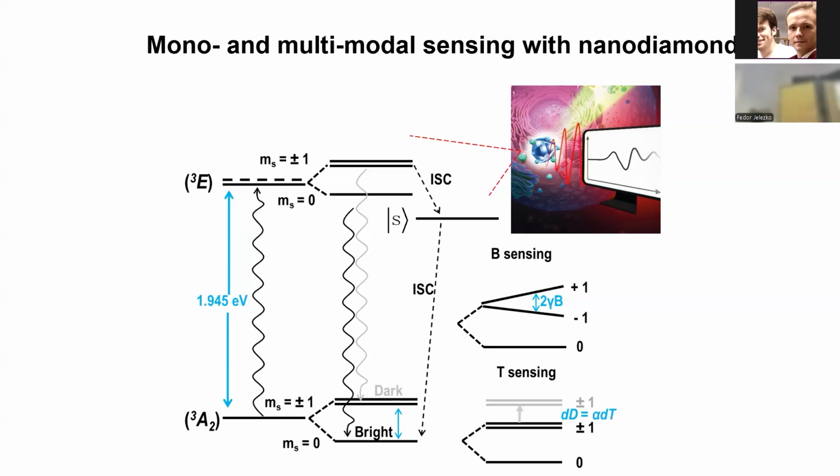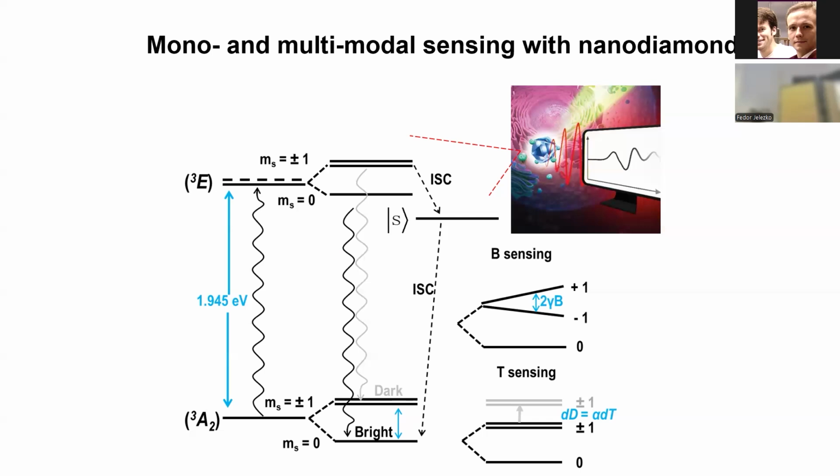But sensing with NV centers is actually not limited to sensing of the B field. We have already discussed that NV center states can be affected by the electric field. The electric field changes the zero field splitting. So the D parameter can be changed if you apply the field along the NV axis, and the minus and plus one states can be split if you apply the electric field perpendicular to the NV axis.